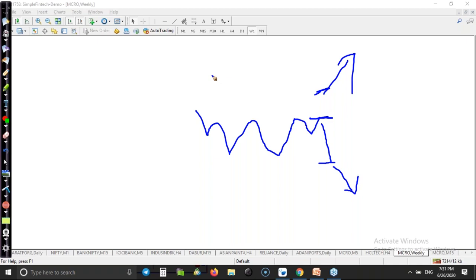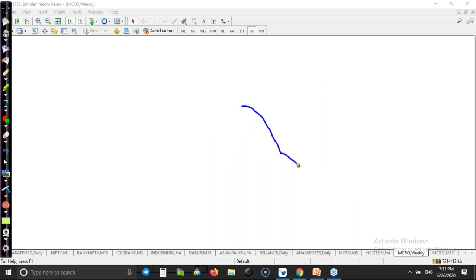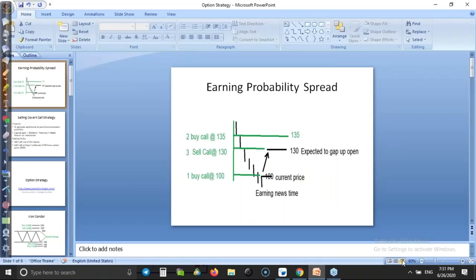So suppose we know that a positive result will be there and price may gap up next day, somewhere here like that. So how will we trade at that time? Let's just jump to our PPT. Let's go. Yeah, let's zoom in.